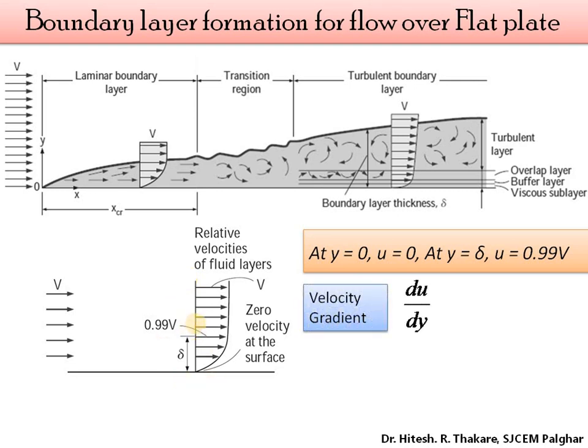Because of this velocity gradient, which is mathematically expressed as change in velocity with respect to change in perpendicular distance, that is du by dy, because of this velocity gradient, shear stress will be created, which can be expressed as tau is equal to mu into du by dy, where we already know that mu is the dynamic viscosity of the fluid, and now du by dy is the velocity gradient.